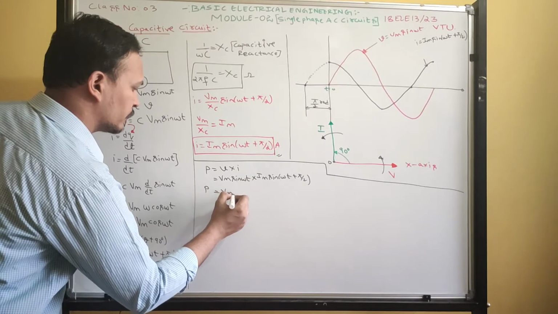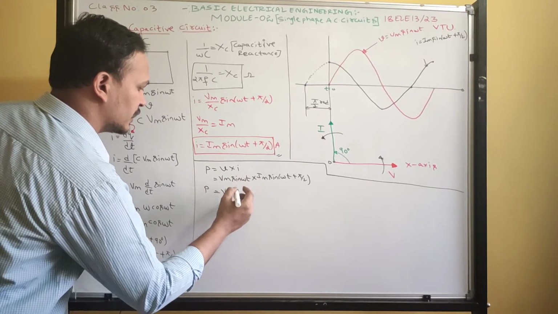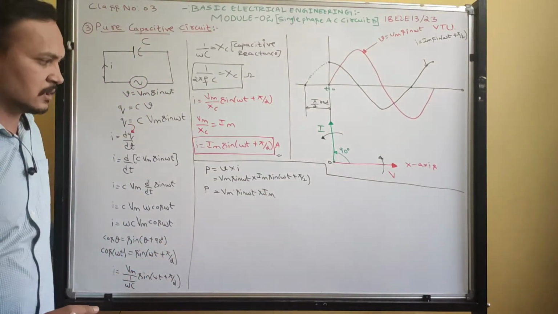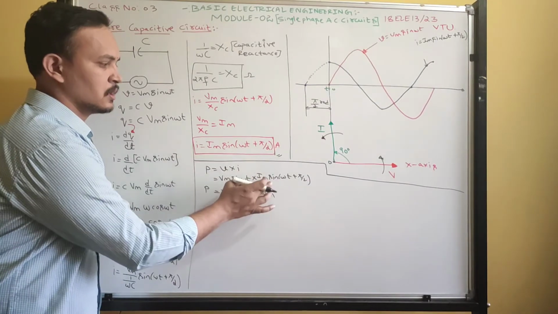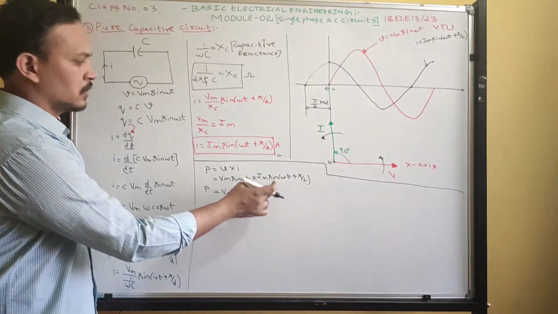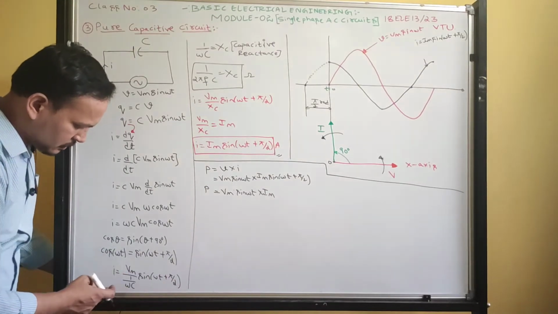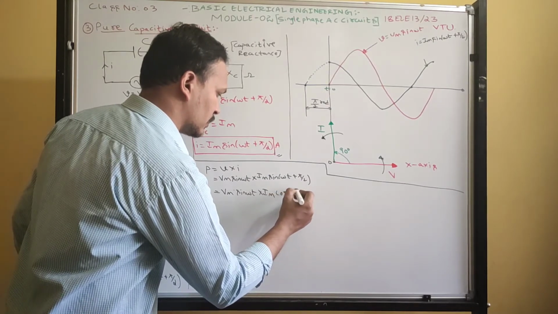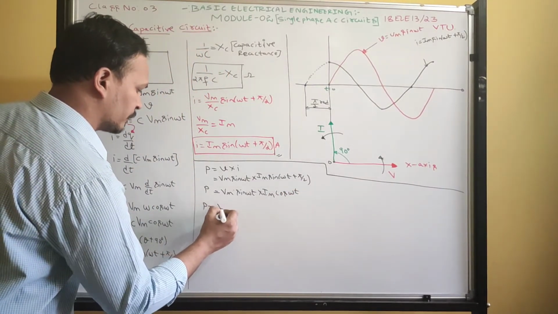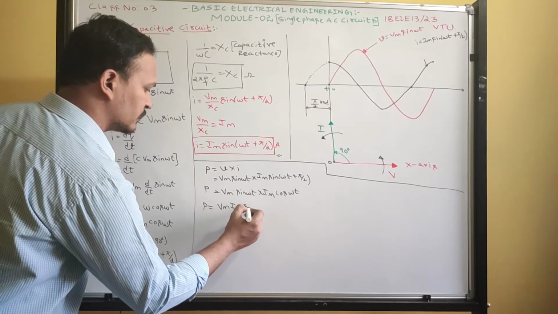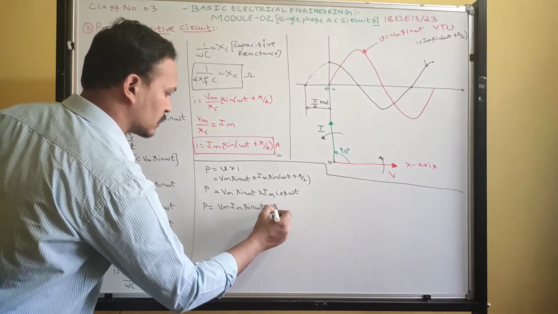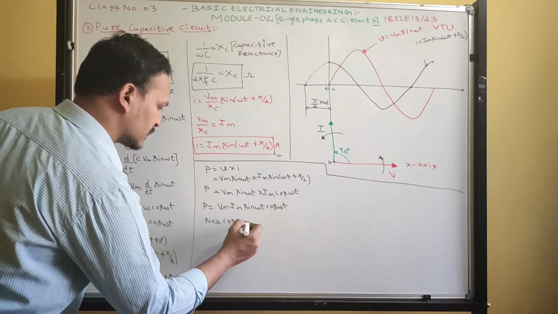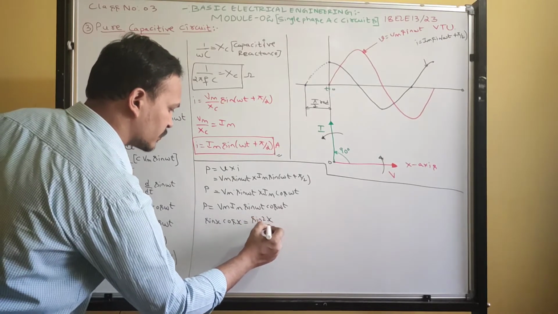Now power is equal to Vm sin omega t into Im sin(omega t + pi/2), the current we got from the derivation. Now again I am changing this sin term. Sin(omega t + 90), what can I write? Sin(omega t + 90) I can write as cos omega t. So again I am writing the same equation with cos omega t. Now multiplying both, what will you get? Vm Im sin omega t cos omega t. Now we know the trigonometric relation: sin x cos x is sin 2x by 2.